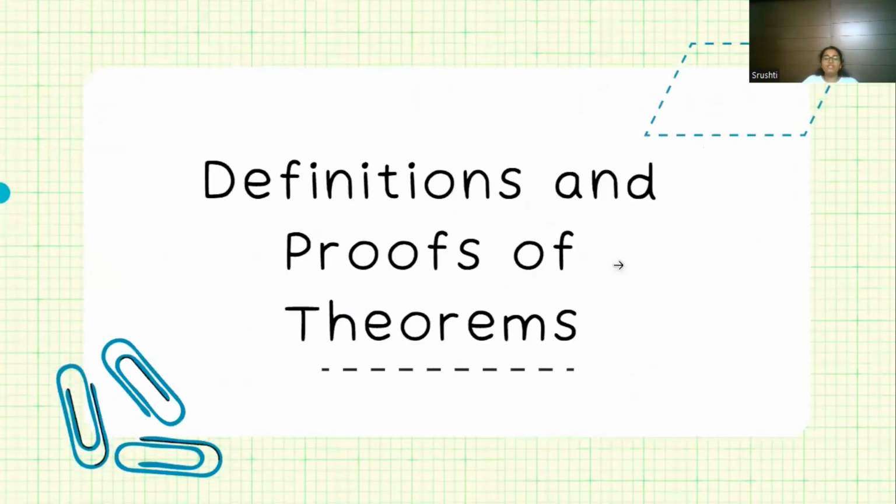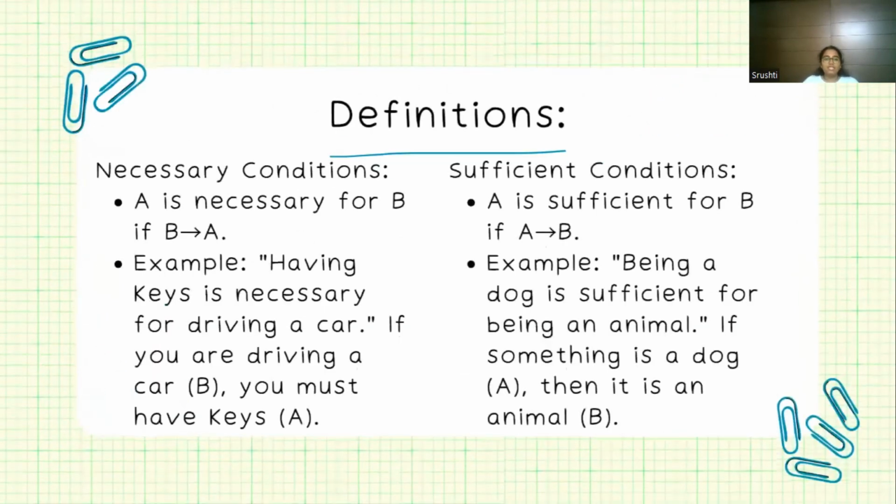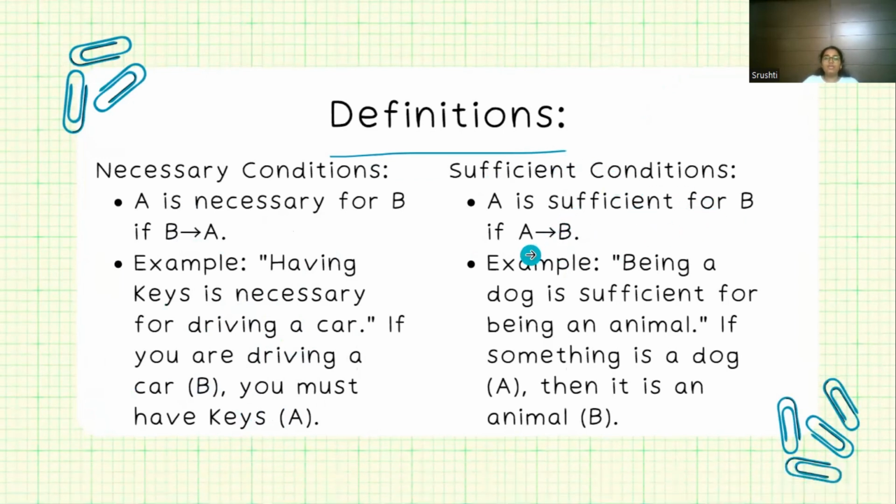Next one is definitions and proof of theorems. Definitions. Necessary conditions. A is necessary for B if B implies A. Having keys is necessary for driving a car. If you are driving a car, you must have keys. Sufficient conditions. A is sufficient for B if A implies B. Being a dog is sufficient for being an animal. If something is a dog, then it is an animal.